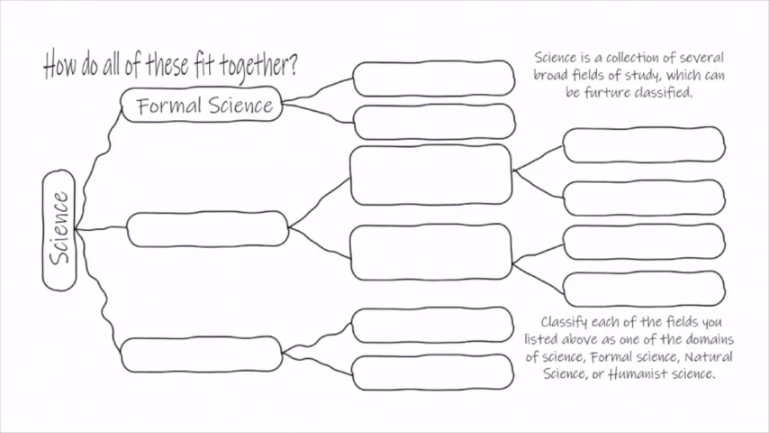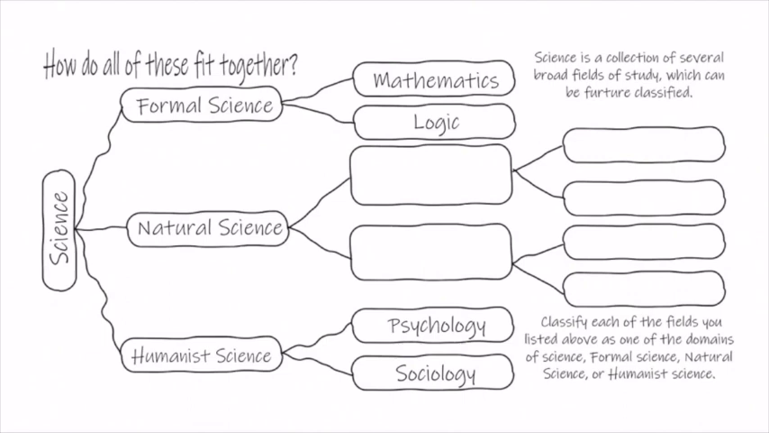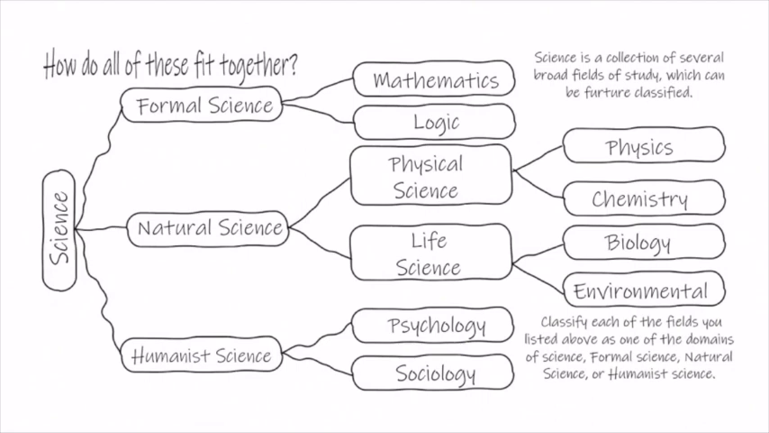So we have formal science, which includes mathematics and logic, humanistic science, which includes psychology and sociology, and then we have natural sciences, which include physical science, which is physics, and chemistry, what we're concerned with, and life science, which is biology and environmental science. So look at the list that you made and try to classify each of the fields that you used as either formal, natural, or humanistic science.